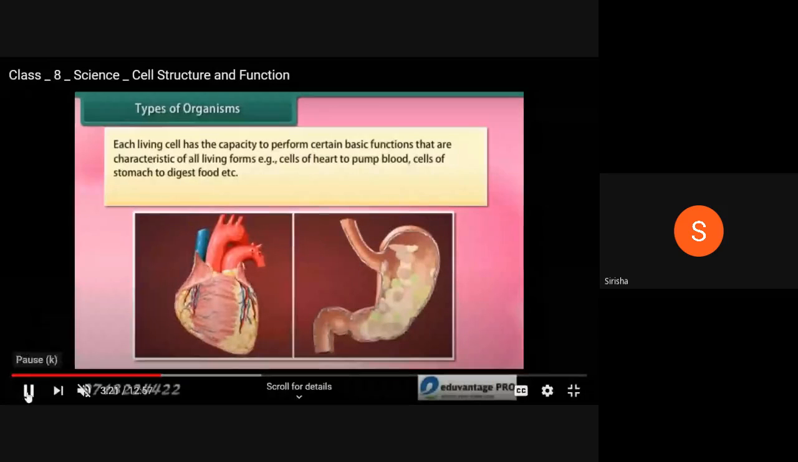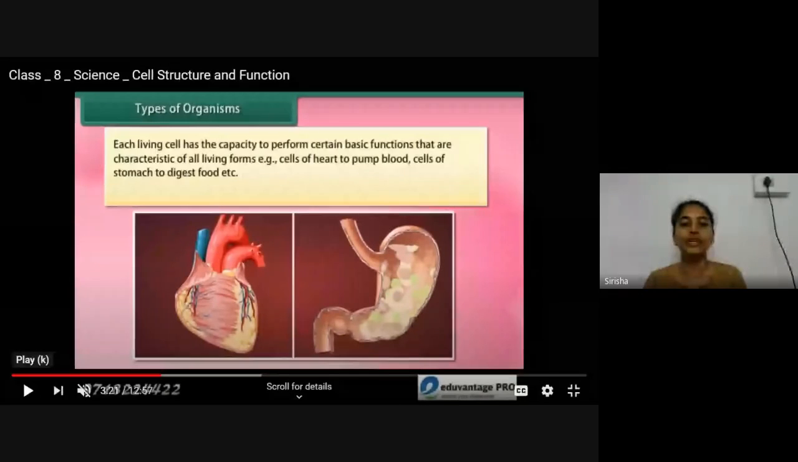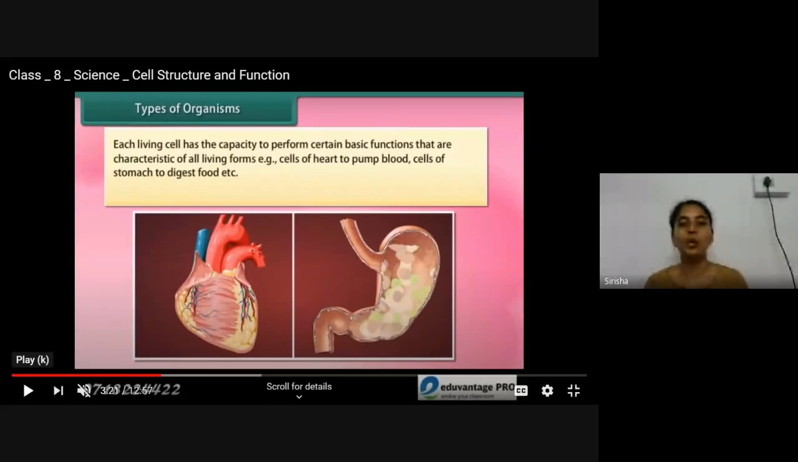There are different kinds of organisms, right? We have seen in the previous slide that there are single celled organisms as well as multicellular ones. Each living cell has a function. The heart needs blood all the time to pump the blood to each and every cell of the body. Like that, digestion of food is done by the stomach.